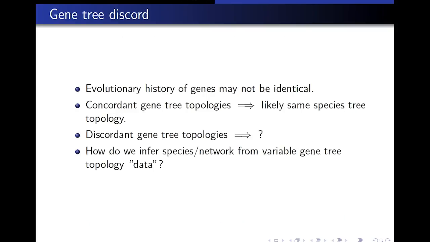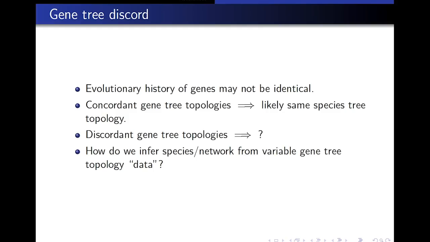We can't assume the evolutionary history is identical for all genes. We saw from the yeast dataset that there was no unique evolutionary history shared by all genes. If there was a unique history and all gene tree topologies were identical, then we would have no reason to suspect the gene tree topology to be any different. However, for real datasets, that's rarely the case.